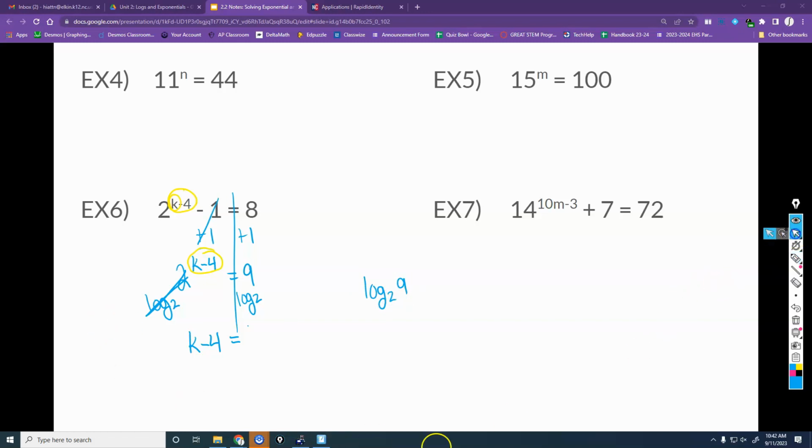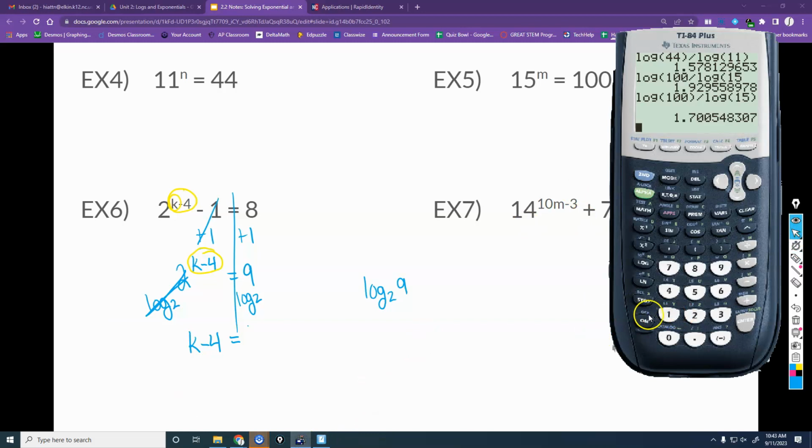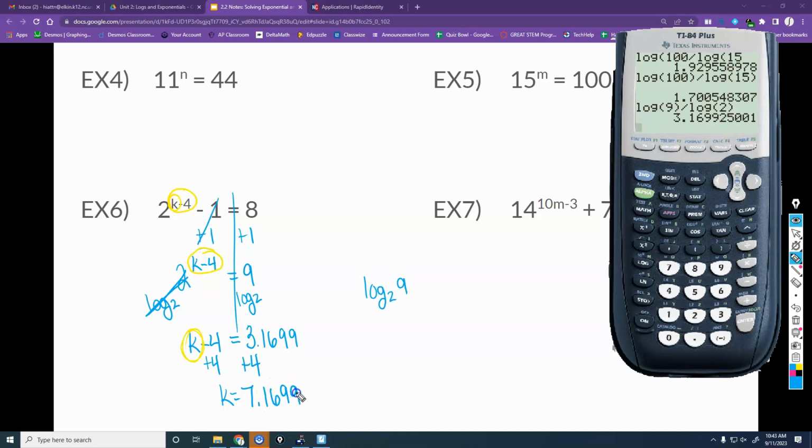So let's grab our calculators here. What goes on top? Log 9 divided by log 2, 3.1699. All right, that k is almost by itself now, just about. What's my last step? Add that 4. So k is going to be 7.1699.